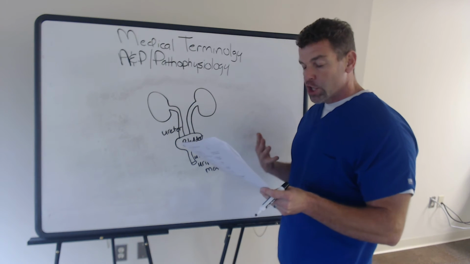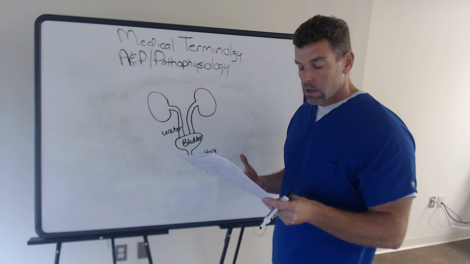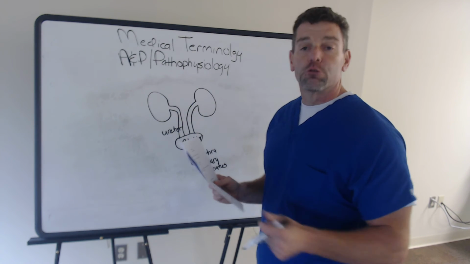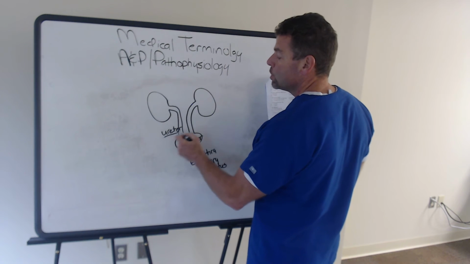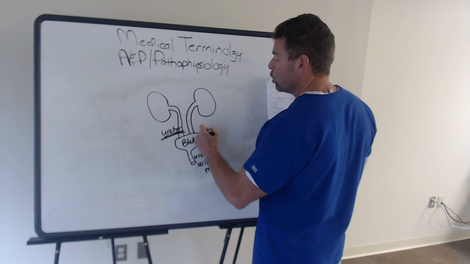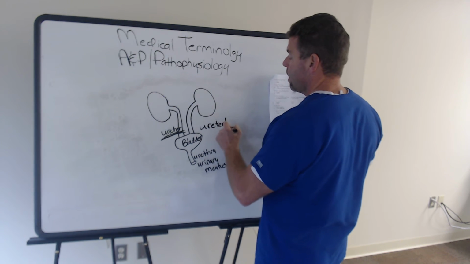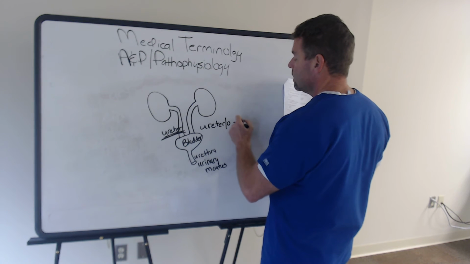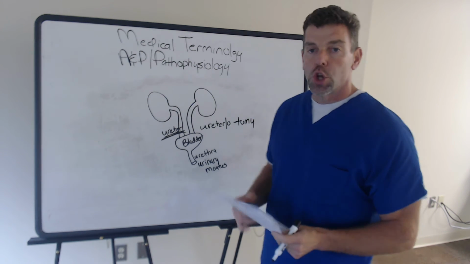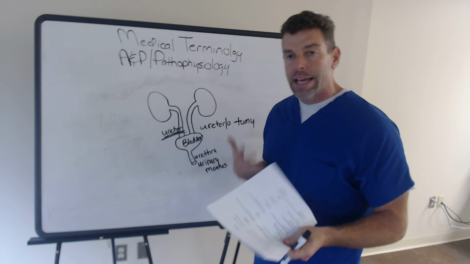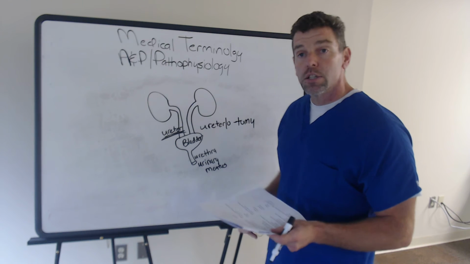A term meaning to cut into the tube from the kidney to the bladder would be ureterotomy. Again, this is the ureter. Uretero is the combining form. The suffix tomy means to make an incision. So ureterotomy would be a surgical incision into the tube that leads from the kidney to the bladder.